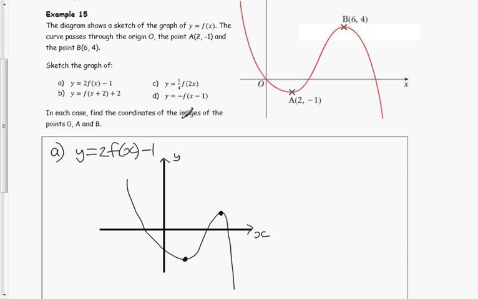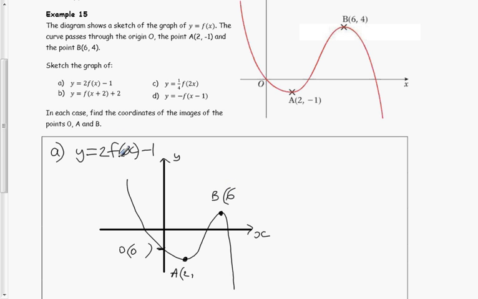So we need to find the coordinates of the images of the points O, A and B. This one's A, that one's B. Of course, also O, which was the origin, whereas that one ended up. Let's mark it on there. So the y values were doubled and then 1 was taken away, which means the x coordinates for all 3 points won't have changed. So O had an x coordinate of 0, A had an x coordinate of 2, and B had an x coordinate of 6.